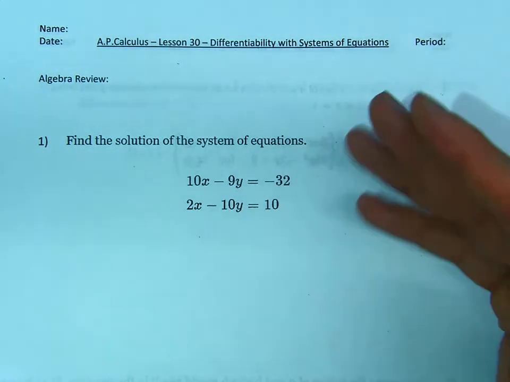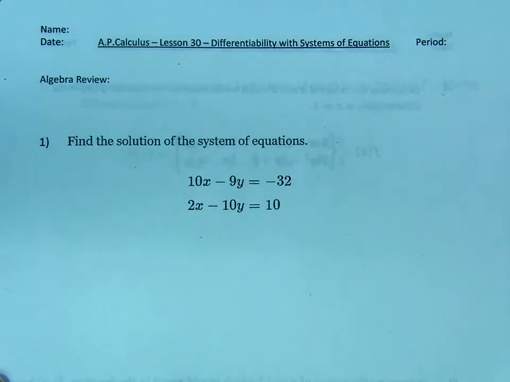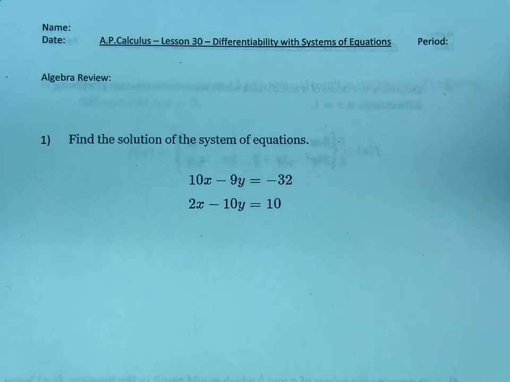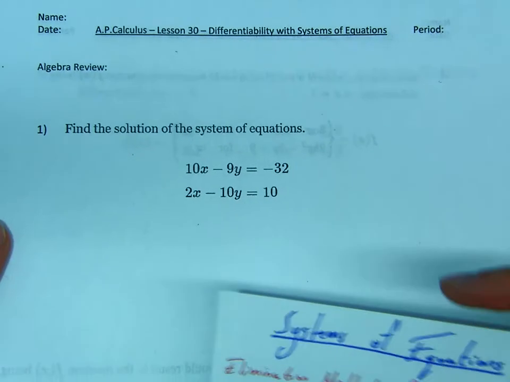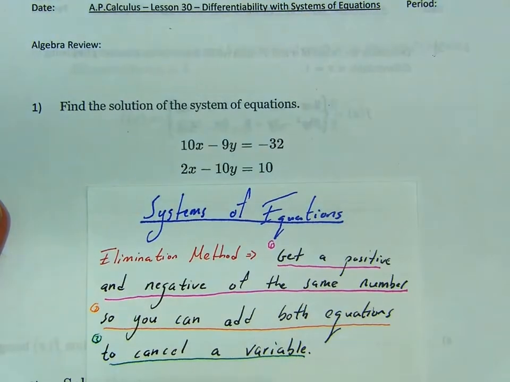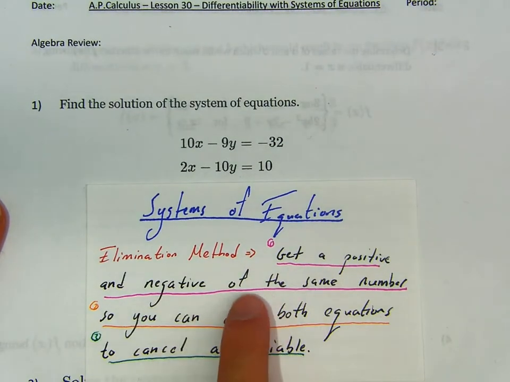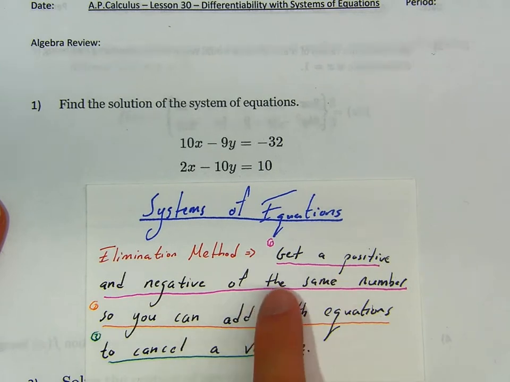If you feel like you can do this all on your own, great. Go for it. Try on your own. But if you feel like you need a little refresher, I got you. What is the game plan when it comes to solving systems of equations? What you want to do is get a positive and negative of the same number, so you can add both equations to cancel the variable.